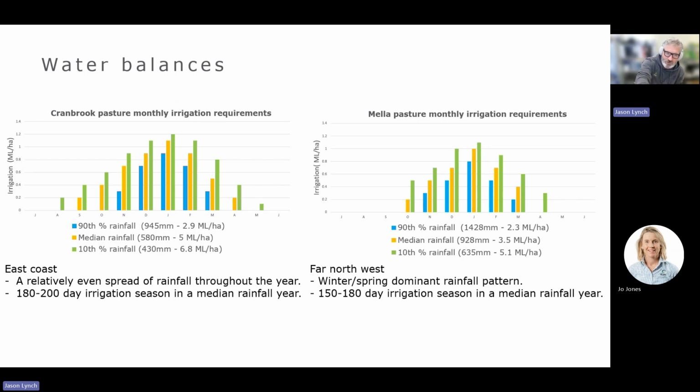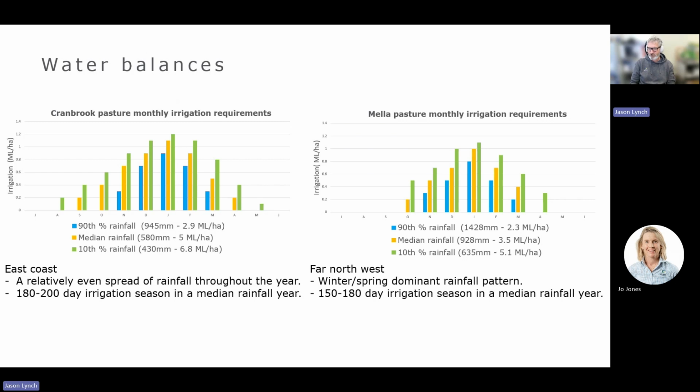Here's an interesting one. Look at Cranbrook. In the 90th percentile rainfall, 945 millimetres, it needs 2.5 megalitres. Mella, on average, gets a similar amount, 928 millimetres, but it actually needs a bit more, 3.5 megs. Why? Because when we get those really wet years in Cranbrook, the rainfall doesn't typically fall out of the sky during winter and spring. It's actually falling out of the sky during summer. Hence, the irrigation requirements fall off.